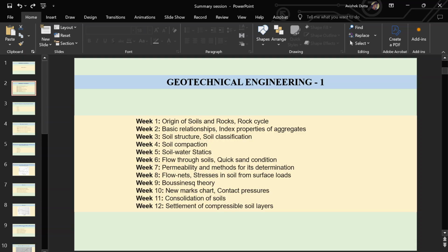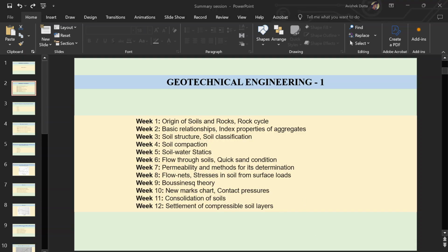Then in the third week, soil structure and the classification of soils was discussed. In the fourth week, concepts and numericals on soil compaction were discussed. In the fifth week, soil water statics, that is the effective pressure. Someone has joined. Yes, I have just started the discussion, going through all the topics covered in brief, and then I'll start with the questions and answers.